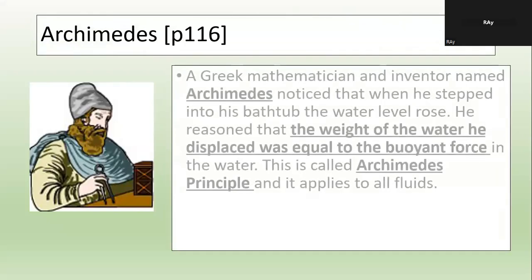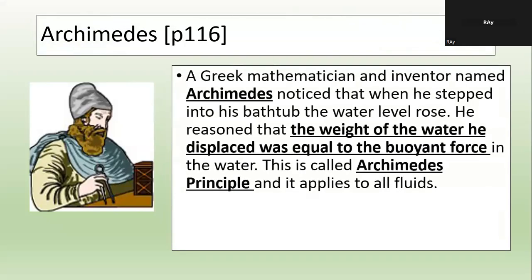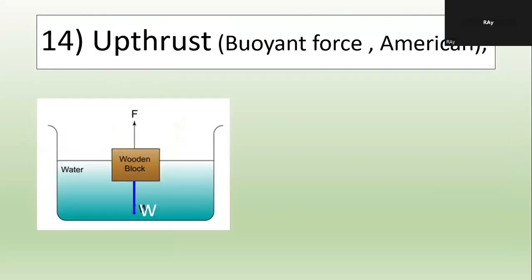Page 116. A Greek mathematician and inventor named Archimedes noticed that when he stepped into his bathtub, the water level rose. He reasoned that the weight of water he displaced was equal to the buoyant force in water. This is Archimedes' principle and applies to all fluid, liquid or gas. Okay, let's look at that. Upthrust, Americans tend to call it buoyant force.